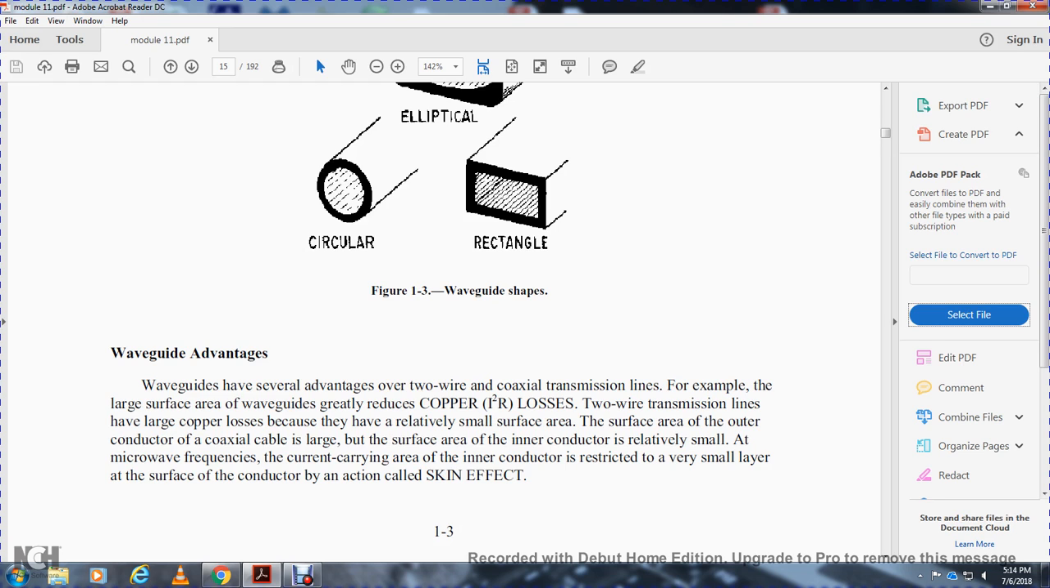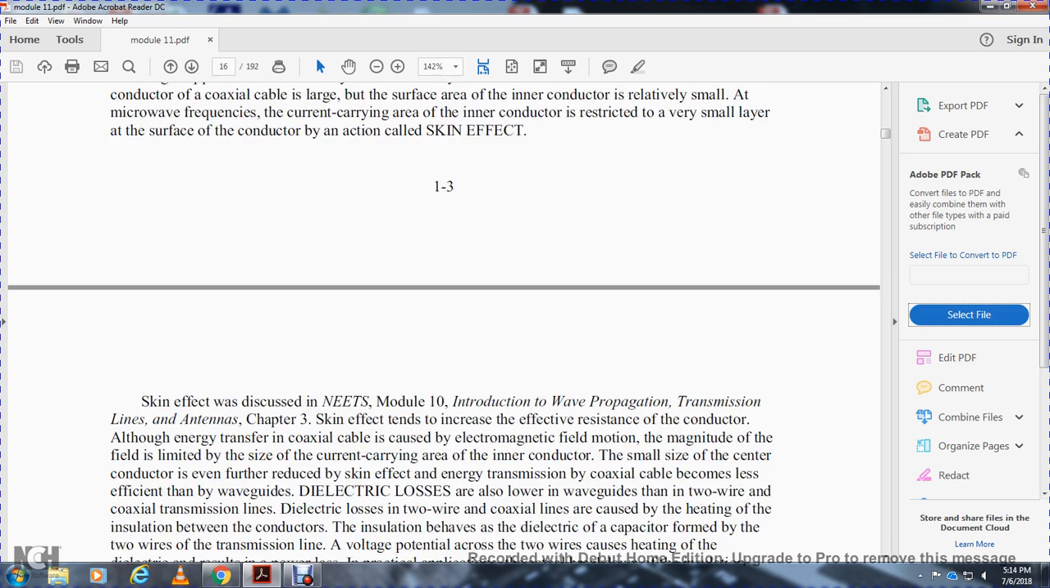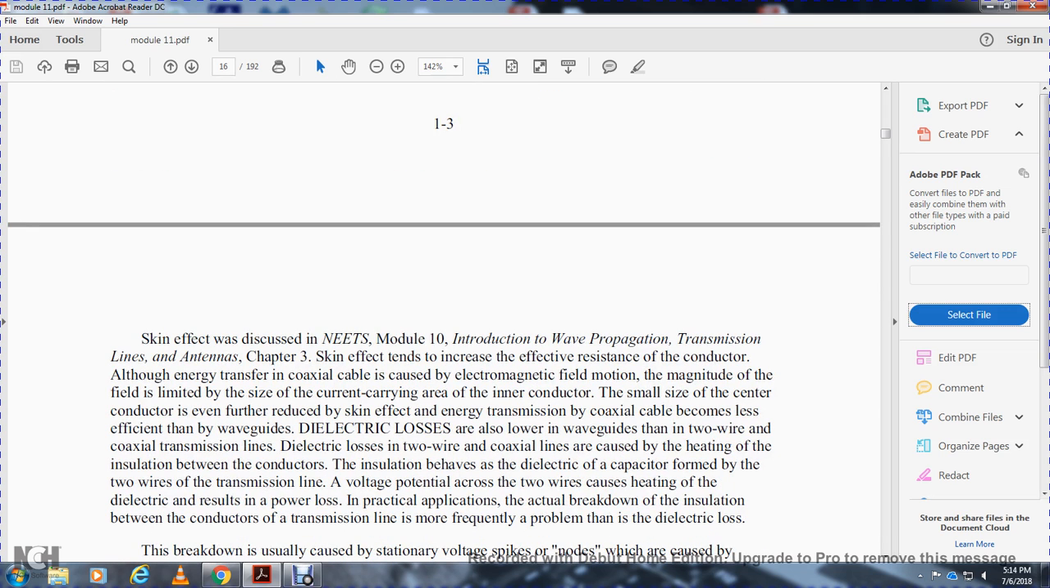The surface area of the outer conductor of a coaxial cable is large, but the surface of the inner conductor is relatively small. At microwave frequencies, the current-carrying area of the inner conductor is very restricted, a very thin layer on the surface of the conductor, by an action called skin effect. Skin effect is discussed in NEETS Module 10, Introduction to Wave Propagation, Transmission Lines, and Antennas, Chapter 3. Skin effect tends to increase the effective resistance of the conductor.